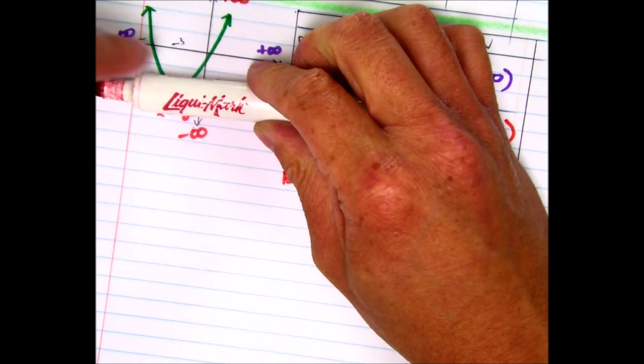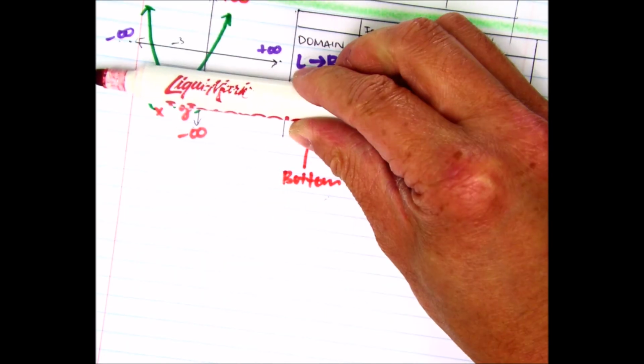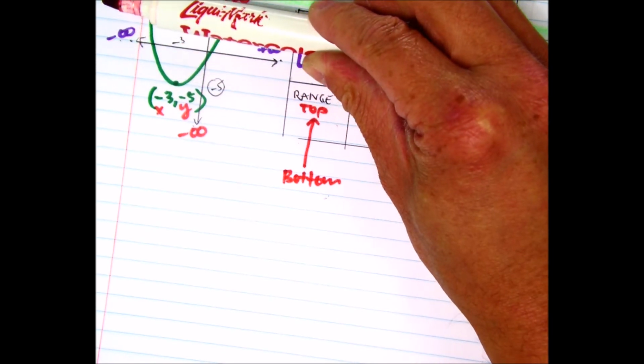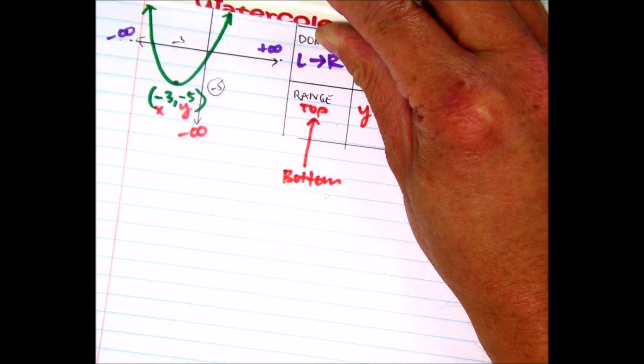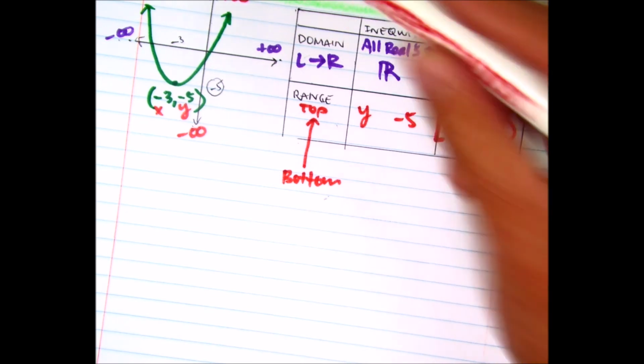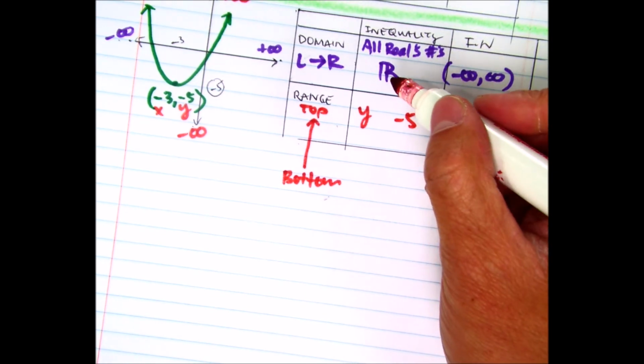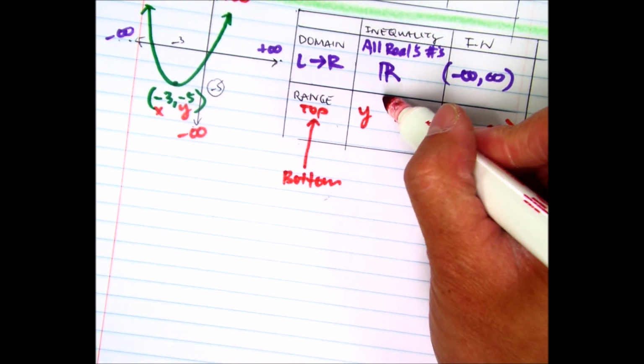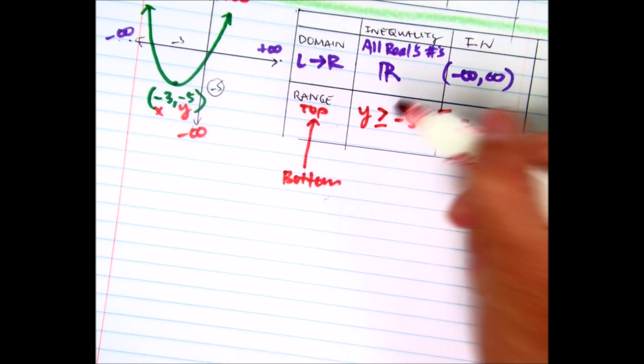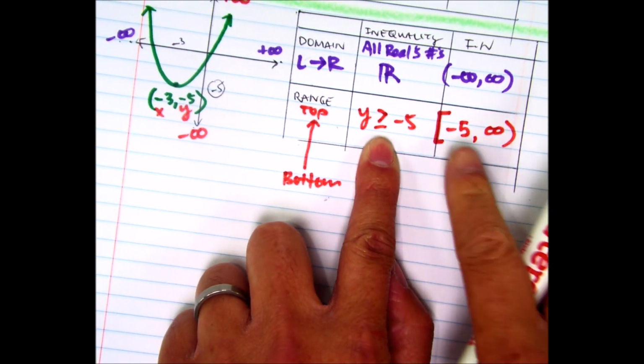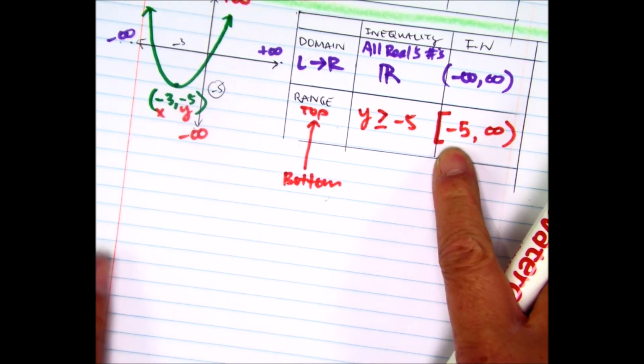Oscar, on the green here, what's happening to the numbers as I go up? The numbers are getting bigger or increasing. What inequality is that? Greater than or equal to, because it's a closed circle, you're including that as your answer. Okay?